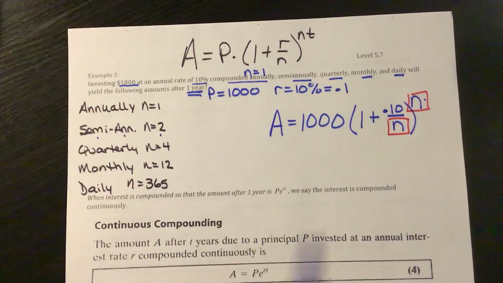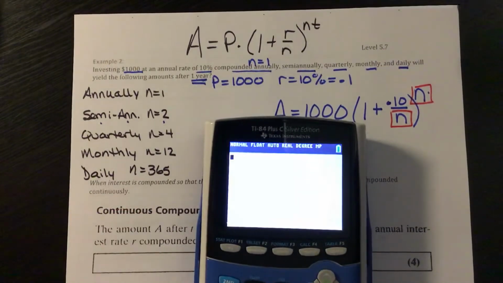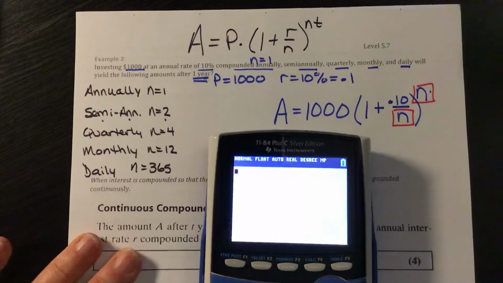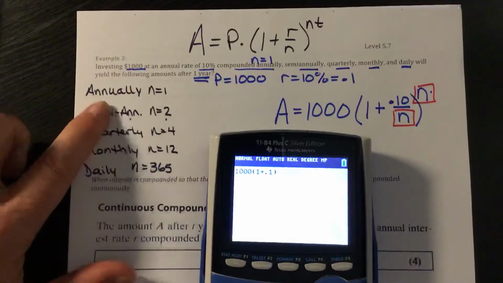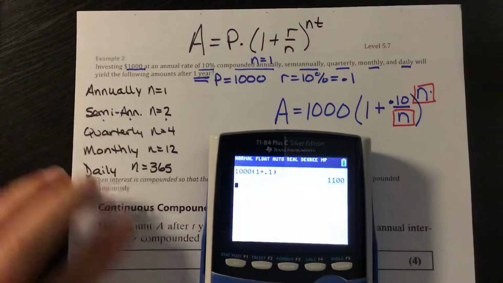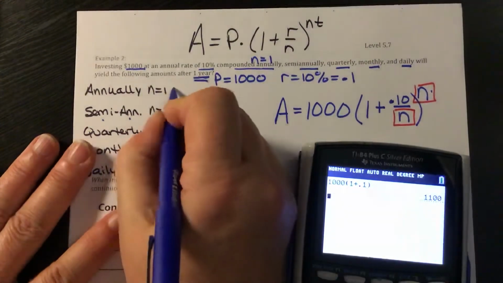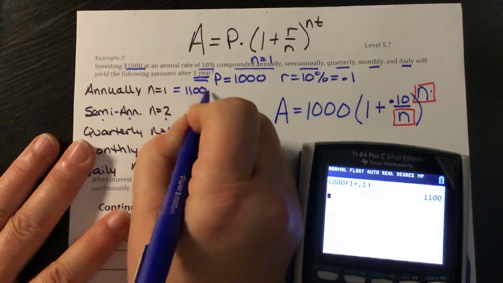All right, so if I'm calculating this annually during the year, I'm going to put my calculator here, hopefully we can see this okay. So I have 1,000 times 1 plus 0.1 divided by 1, because n is 1 time for annually, and then to the first power is going to stay the same, and I get $1,100. So if I just do it 1 time at the end of the year, the amount of money in the account is $1,100.